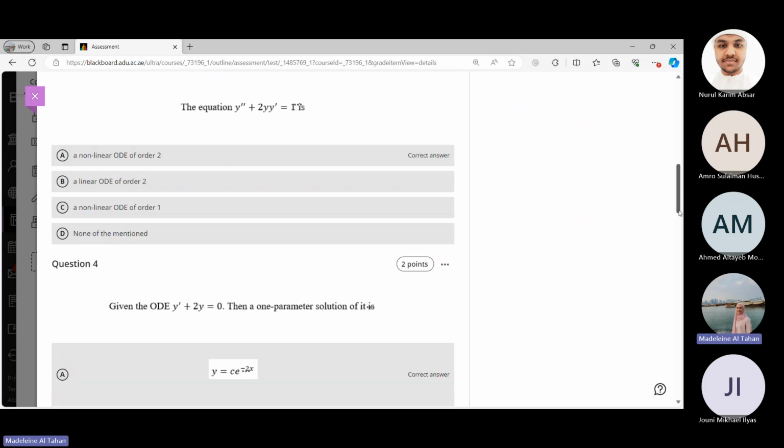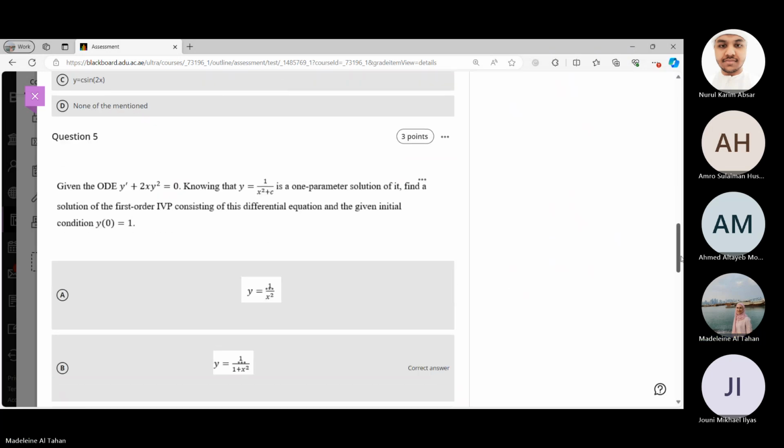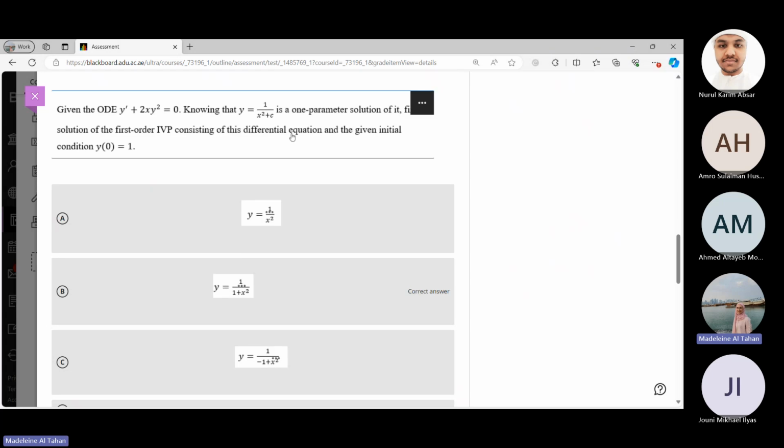Now, y prime plus 2y equals 0. We need a one-parameter solution of it. So here we have two options. Either we solve it, or because we have here three options, we can substitute the one that makes the left equal to the right. It will be a solution, right? Which one made the left equal to the right? Okay. Now this one, we are already given the one-parameter solution and we are given an initial value problem. What do we do here? So y of 0 equals 1, it means that 1 over c equals 1. It means that c is equal to what?